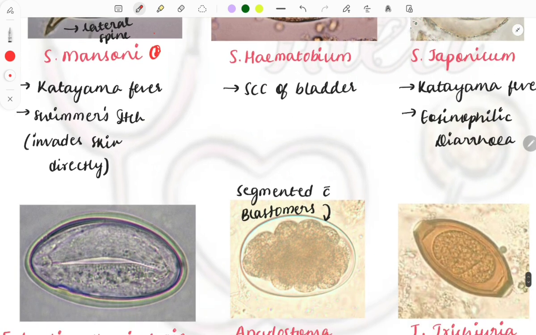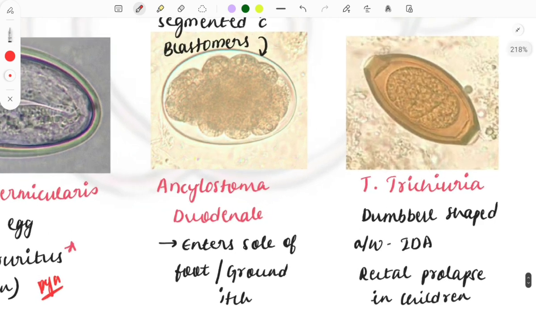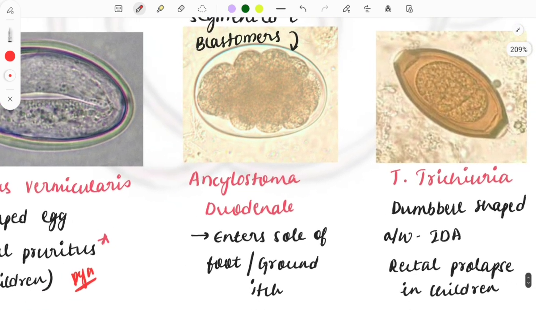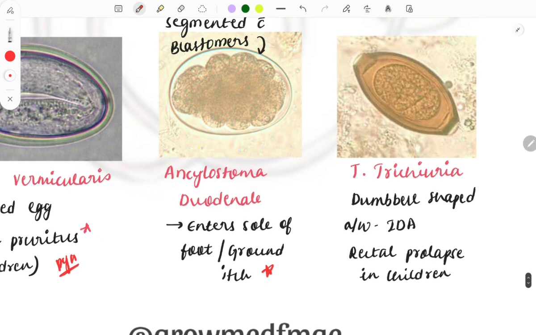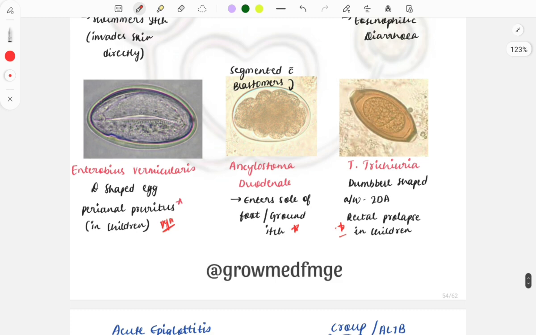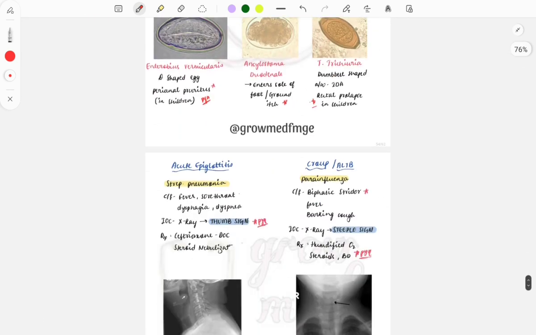Then moving on to the next, that is Enterobius vermicularis. So this is a PYQ asked that it will be causing perianal pruritus, and it is a T-shaped egg. Then this is Ancylostoma duodenale. So it enters soles and foot and causes ground itch. So this was also a PYQ. And then this was also a PYQ, the rectal prolapse in children, Trichuris, this is dumbbell shaped and is associated with IDA, iron deficiency anemia. Okay, so these are the important parasitic images which you must remember.